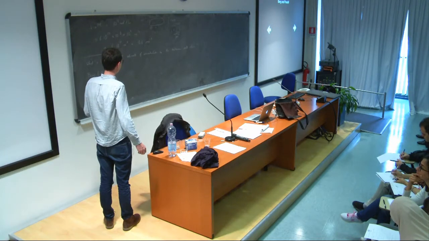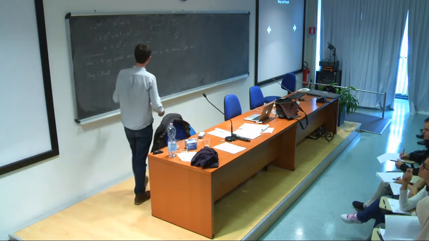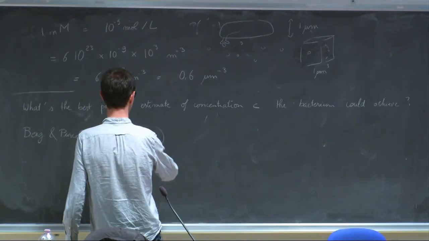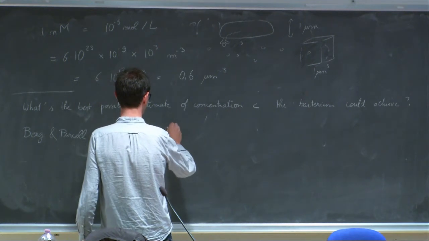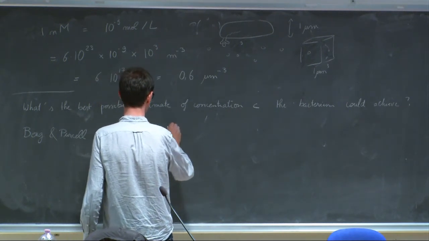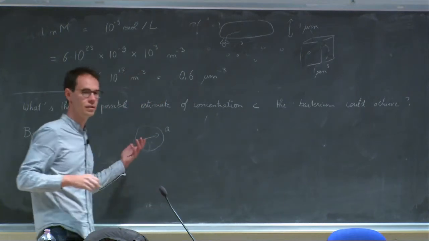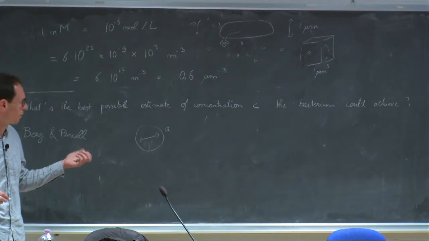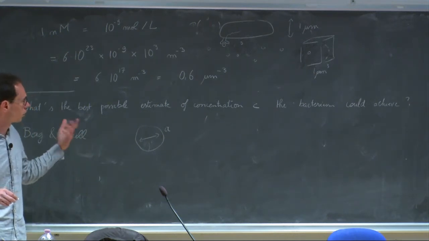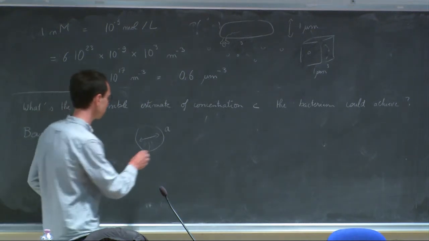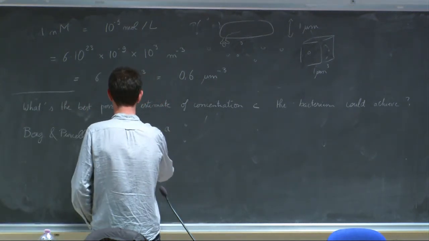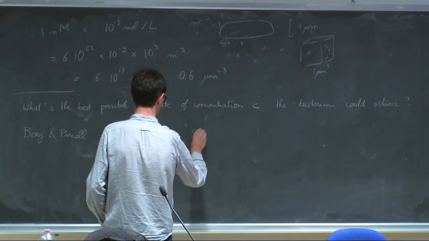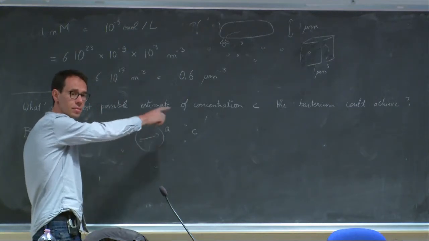So Berg and Purcell asked themselves that question. They said, okay, I have my bacterium. Let's idealize my bacterium. Let's say it's just some volume, some object of dimension A. And then it's based in a chemoattractant, which is a soluble quantity that's in concentration C. And the question is, how can this small object estimate C?